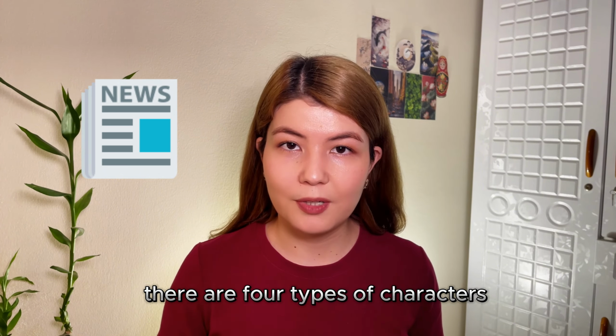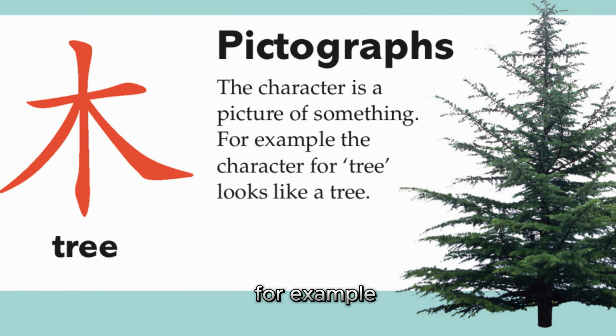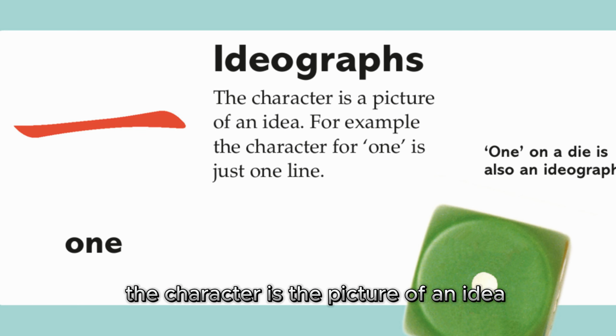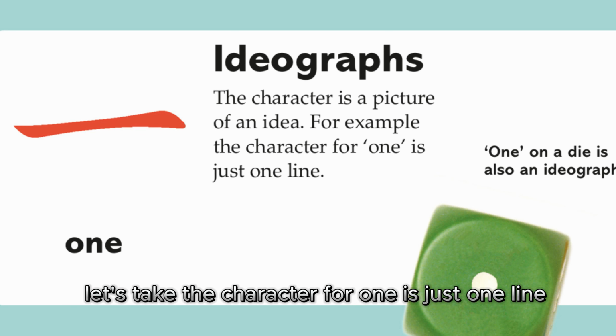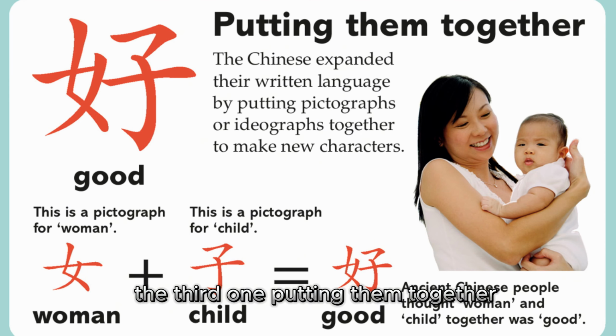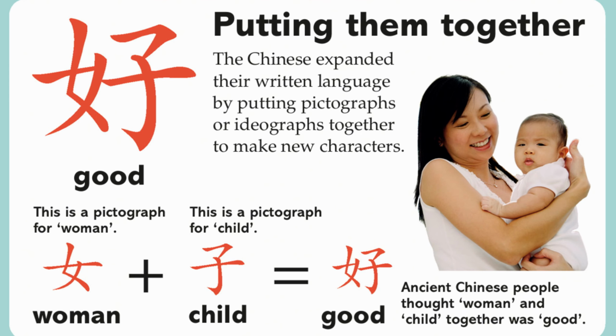There are 4 types of characters. First one is pictographs. For example, the character for tree looks like a tree. Ideographs. The character is the picture of an idea. Let's take the character for one. It's just one line. The third one, putting them together. The Chinese language expanded its written language by putting pictographs and ideographs together to make a new character.